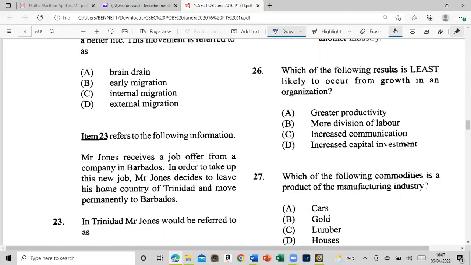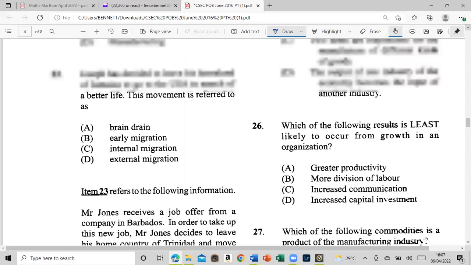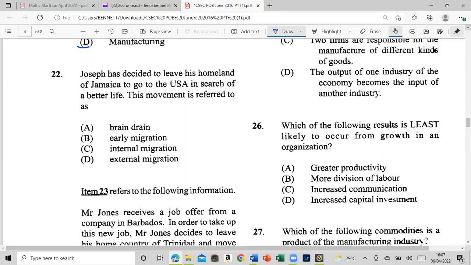Joseph has decided to leave his homeland of Jamaica to go to the USA in search of a better life. This movement is referred to as, is it brain drain, early migration, internal migration, or external migration?